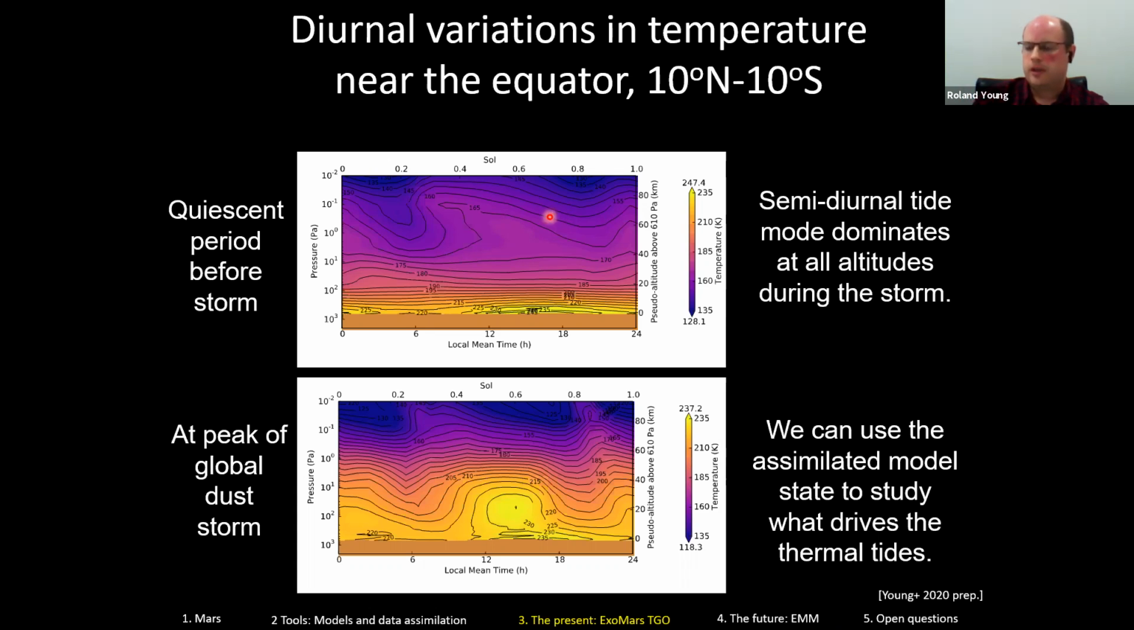So when we assimilate data into the model and look at what happens at the peak of the dust storm, what we find is that normally the semidiurnal tide only occurs in the upper atmosphere. It doesn't really affect what's happening in the lower atmosphere. But at the peak of the storm, we see that this tide is strongly affected by the dust. There's a lot more heating near the surface, and this drives an additional response. This makes the semidiurnal tide much stronger near the surface, and we see that the semidiurnal tide is active basically throughout the entire atmospheric column.